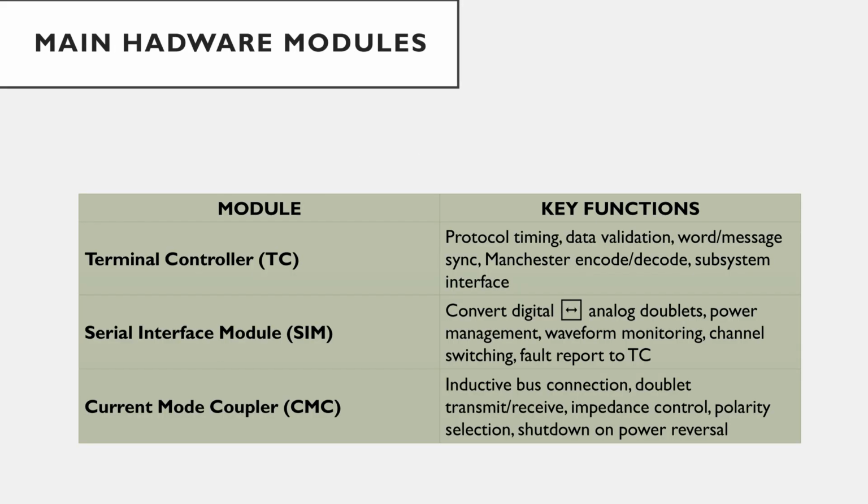Now we will see the main hardware modules of ARINC-629. The terminal controller handles bus access, protocol logic, message framing, and Manchester encoding. The serial interface module manages the digital-to-analog conversions, waveform validation, power switching, and coupler channel selection. The current mode coupler provides a non-intrusive, impedance-controlled interface that injects and receives doublets while supporting redundant channels for reliability.